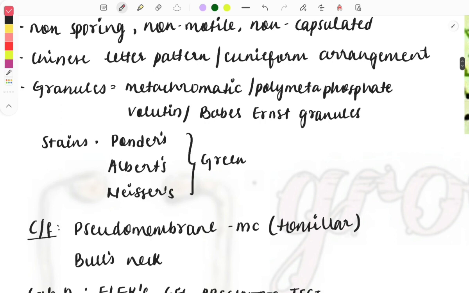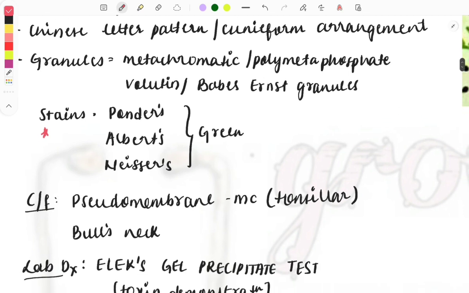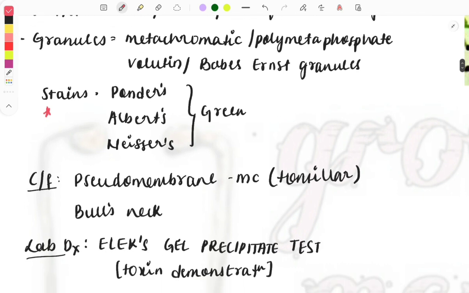Then stains, so this one is important. The stains used for this are Ponder's, Albert and Neisser stain, and all these three stains will stain the diphtheria bacillus green. Clinical features seen are the pseudomembrane, which is most commonly seen in the tonsillar region, and there will be a history given of a whitish patch or membrane seen on the tonsils which bleeds on touch. So this one is a pseudomembrane.